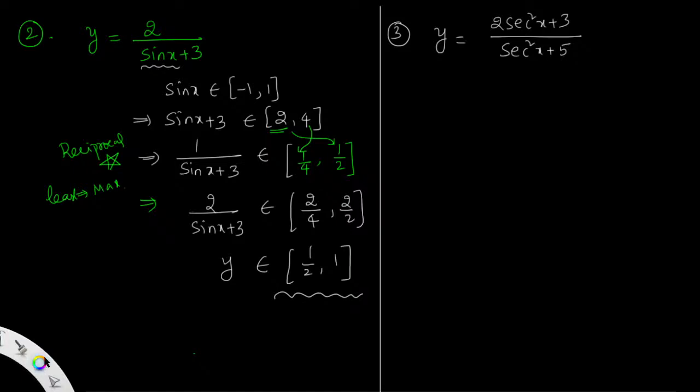We know that secant square x takes only positive values of secant x, but it is also in the denominator. So first you have to simplify by thinking.